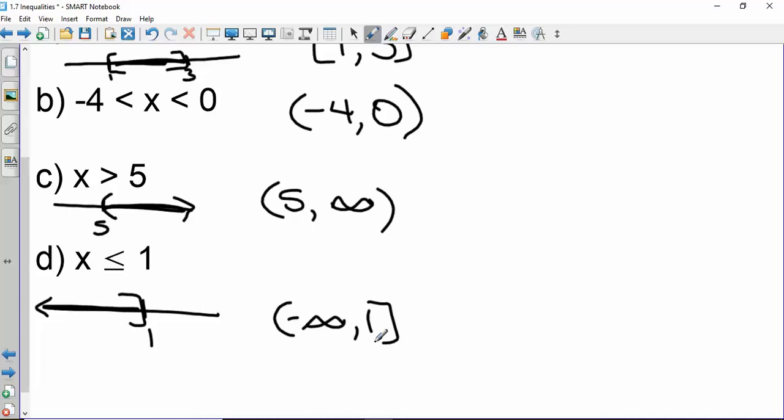What if I said all real numbers? That means everything on the number line. What would I write? Parentheses, negative infinity, comma, infinity, parentheses. Yeah. Negative infinity, positive infinity. Both of them get parentheses. Good.